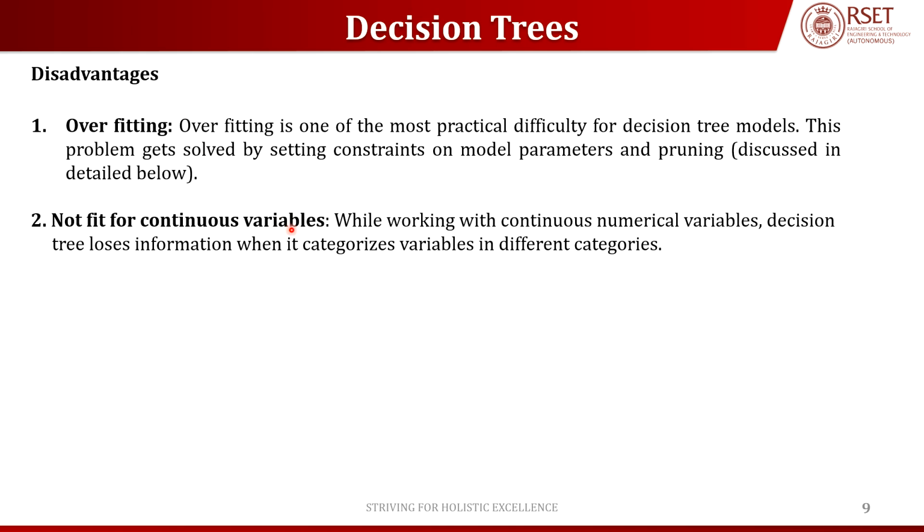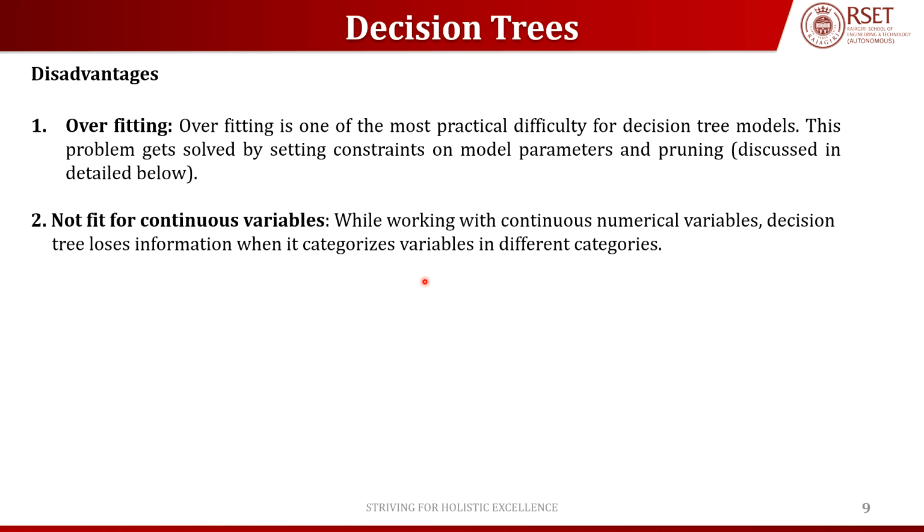Next is the disadvantages of decision trees. The first one is overfitting. One of the biggest challenges with decision trees is overfitting. This happens when the tree becomes too complex and learns not only the real patterns in the data but also the noise. As a result, it performs very well on the training data but poorly on new or unseen data. To handle this, we usually apply techniques like pruning, trimming down unnecessary branches, or setting limits on the tree growth, for example a maximum depth or minimum samples per split.